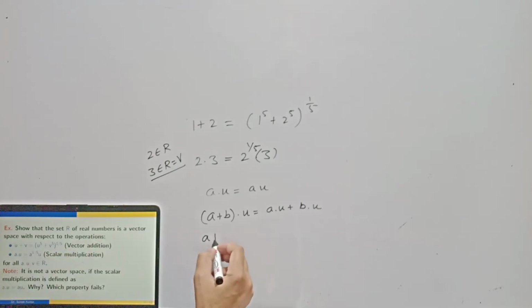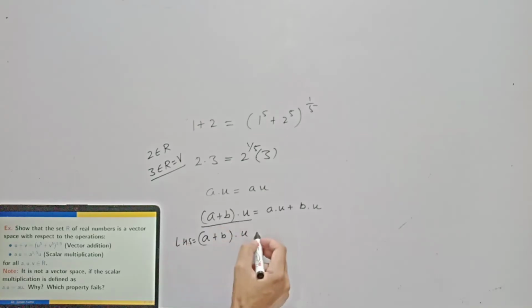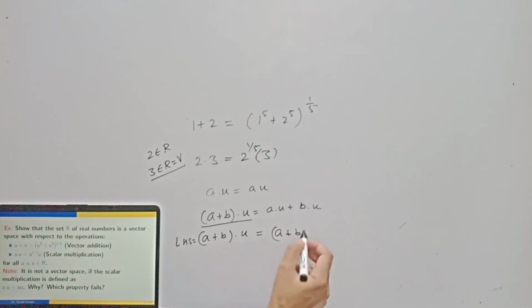What is the left hand side by the given definition? Means I am solving this. By the given definition, a plus b is a real number. So according to this definition, it should be simply a plus b into u. Multiply a plus b, which is a real number, with u. Okay, this is the left hand side.